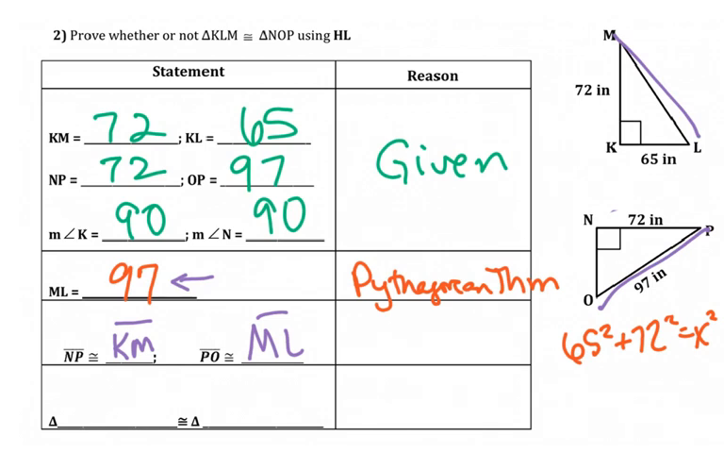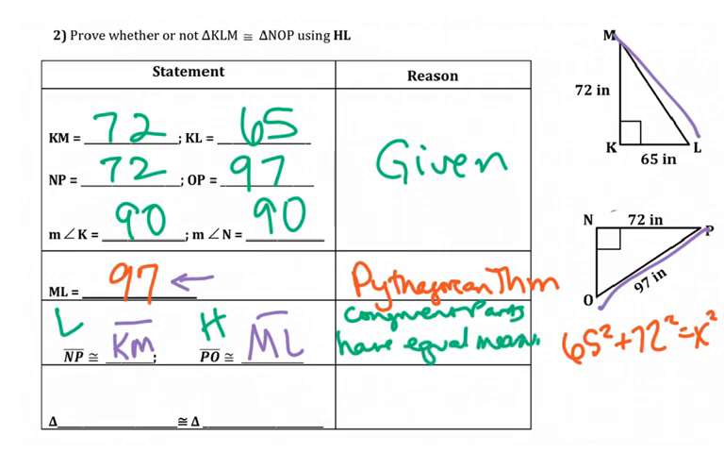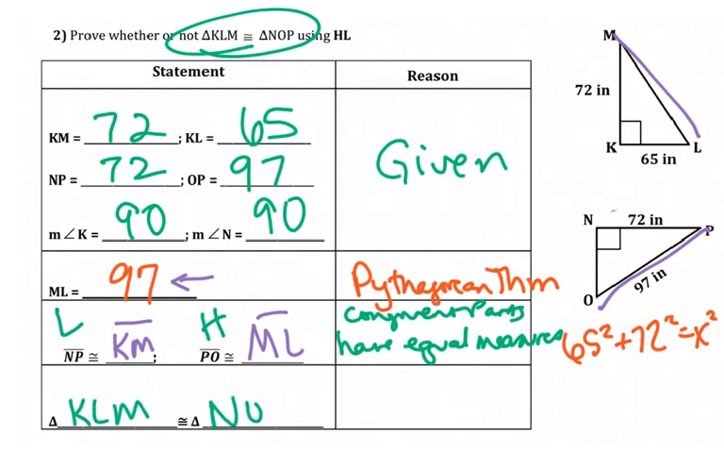Okay, so look at what I have. I have NP, which is a leg, and I have ML, which is a hypotenuse in a right triangle. The reason for this one is congruent parts have equal measures. They were congruent because they were equal measures. And so triangle blank is congruent to triangle blank. Just repeat what you were trying to prove in the first place. So triangle KLM is congruent to triangle NOP, and the reason is hypotenuse leg.